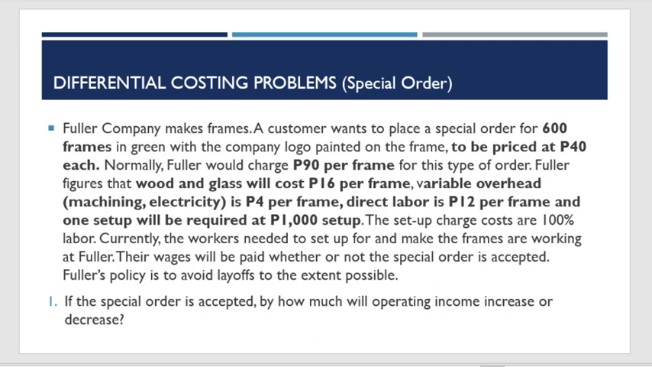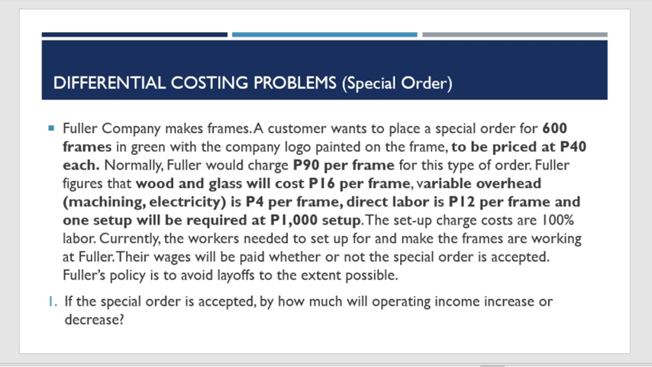Then, magkano ba ang gagastusin daw? The special order, ang gusto 600 frame. And then, ang ibabayad sa iyo for the 600 frames ay 40 per frame. Magkano magagastos mo? Ang sabi diyan, Fuller figures that wood and glass will cost 16 pesos per frame. Variable overhead of 4. Direct labor is 12. One setup will be required. Okay.